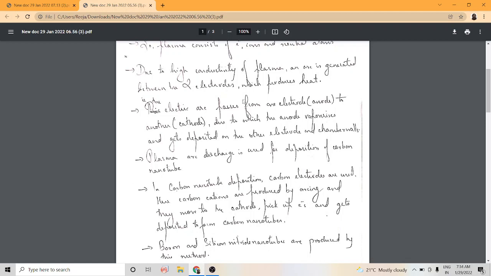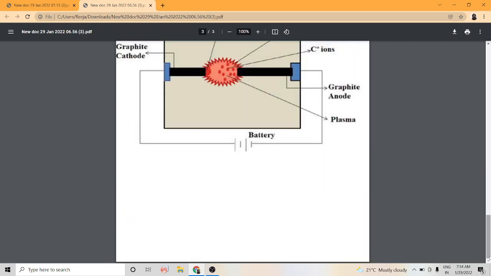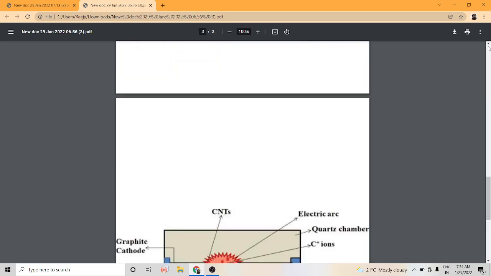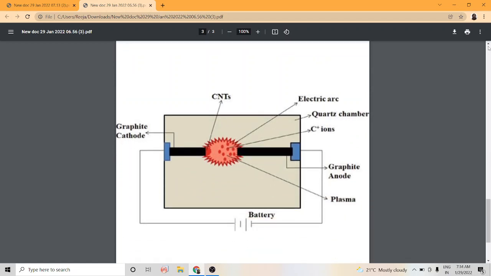So what is happening? The electric arc will pass from one electrode to the other. As you can see in this figure, the electric arc is passing from the anode to the cathode, which results in the vaporization of the anode. That is, the anode atoms are getting ionized and ejected, and they deposit on the cathode to form the cathode structure. In the example shown here, carbon nanotubes are the nanostructures which are being formed.